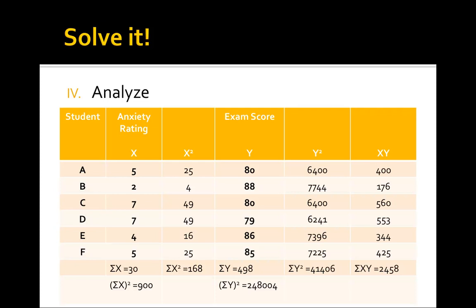The new column is the xy column, and that's where we take each x value for each person. For example, for A, we would take the value 5 and multiply it by their exam score. In this case, for person A, that's 80, and we get the xy value of 400. 5 times 80 equals 400. We do that for each student, and then we sum those scores up to get sum of xy. The values we're going to need to get sum of products, sum of xy, sum of x, and sum of y, are calculated on this page. In addition, we know that n equals 6.